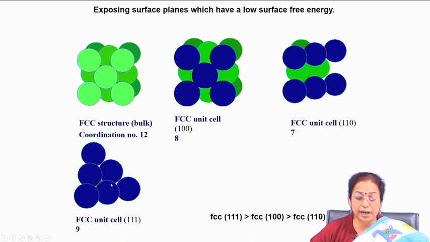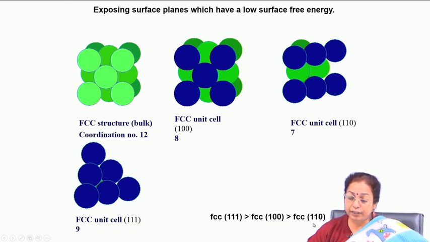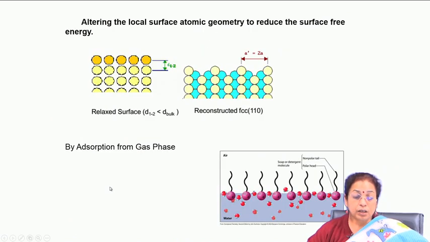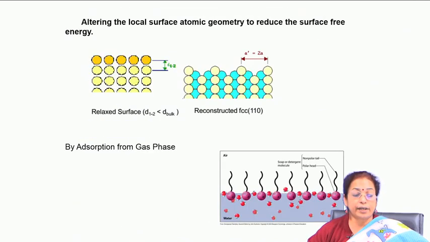If you categorize the surface energy in ascending order, you will find that the FCC 111 plane has the lowest energy compared to the FCC 100 or the FCC 110. So, you can say that this particular plane is the most favorable in terms of minimum free energy. You can understand that depending on the plane along which the surface is created, the surface energy will vary.